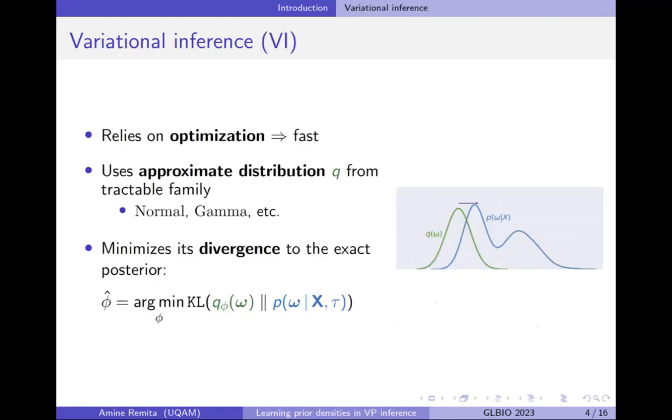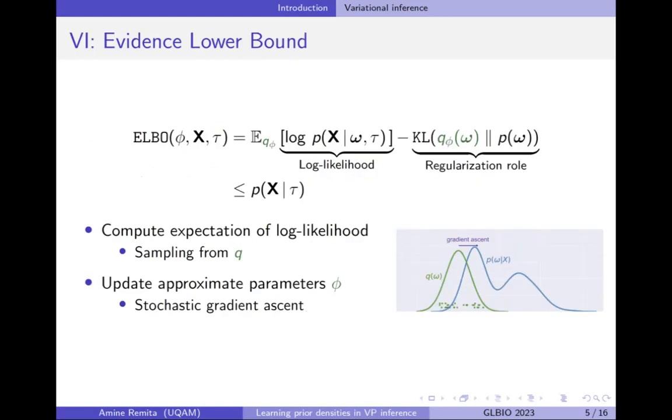Variational inference relies on fast optimization. First, it uses a new distribution Q called the approximate distribution, which is chosen to be tractable from a known distribution family like normal, gamma, or Dirichlet distributions. Second, it finds the optimal candidate from the space of Q that minimizes the Kullback-Leibler divergence to the exact posterior. However, we still need to compute the posterior, which is intractable. To overcome this problem, VI estimates a lower bound on the evidence called the ELBO.